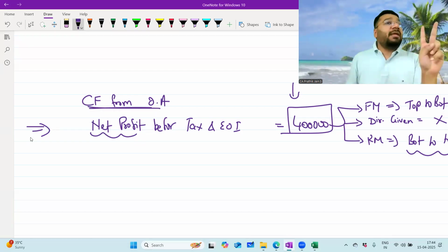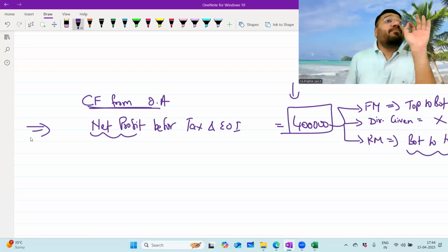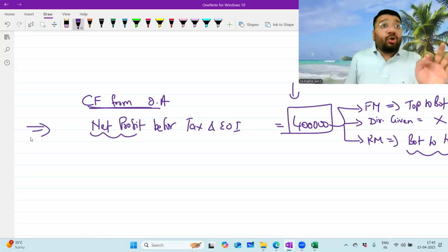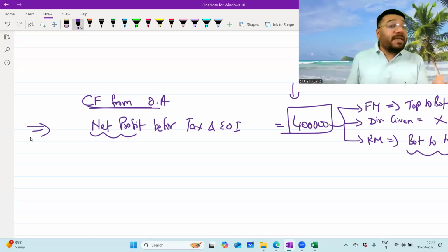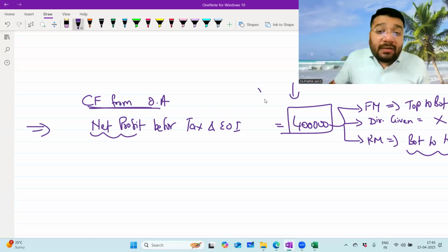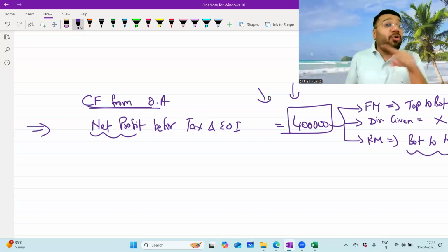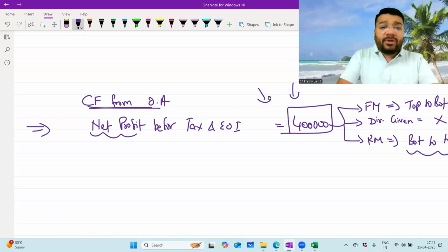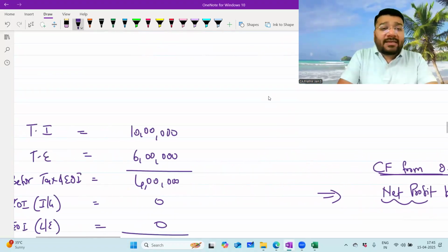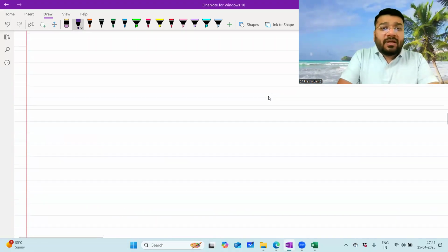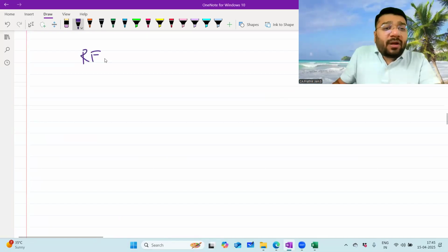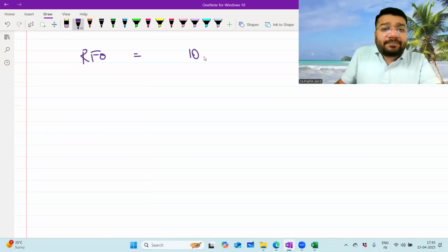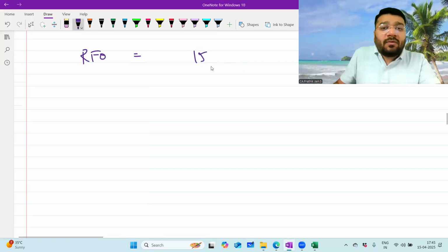Segment 2 and segment 3 do the job of removing the impurities. Means in this 4 lakh rupees, whatever adulteration is done, we are removing through segment 2 and segment 3. Sir, what adulteration is done in this? My simple question: how do you calculate net profit before tax and extraordinary item? It's very simple. Revenue from operations is given. Let's say 15 lakh.